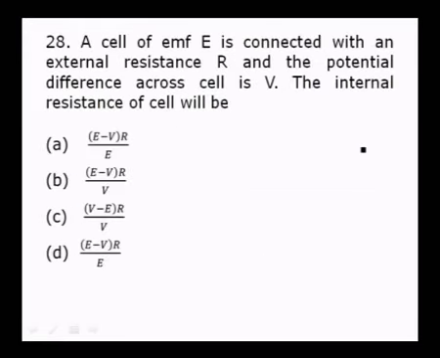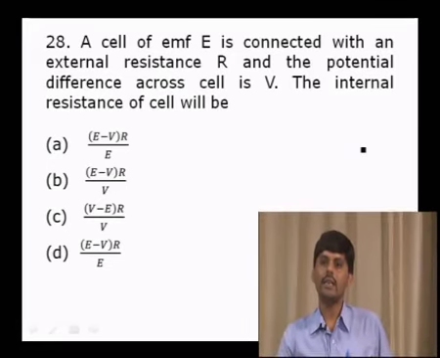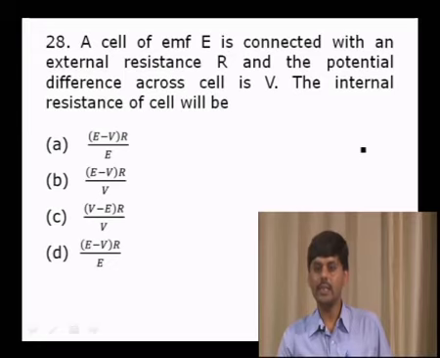Yes, question number 28. A cell of EMF E is connected with an external resistance R and the potential difference across the cell is V. The internal resistance of the cell will be A, EVR divided by E, B, EVR divided by V, option C, E minus V into R divided by V, and D, E minus V divided by R divided by E.